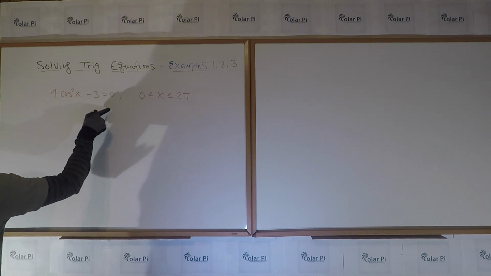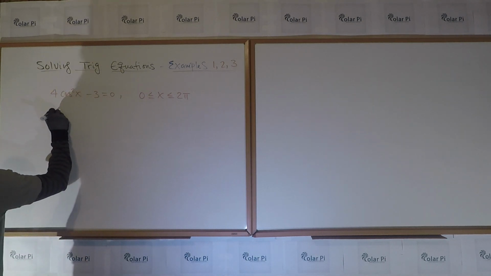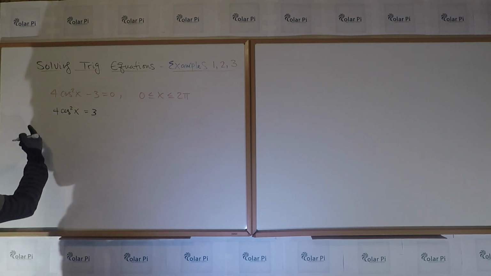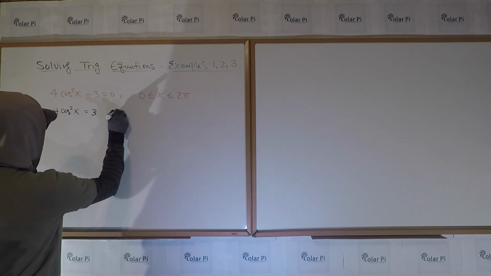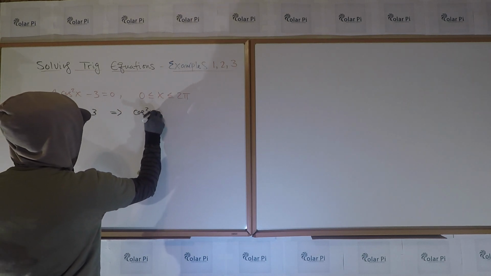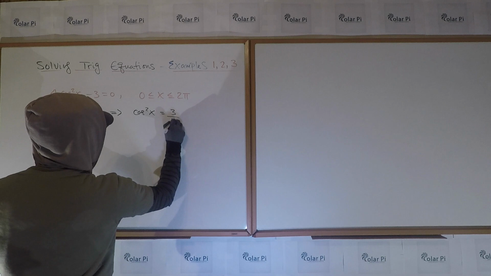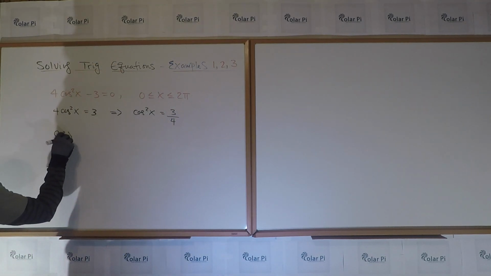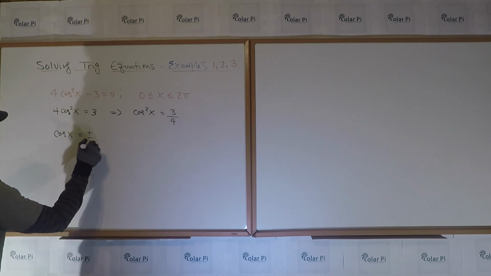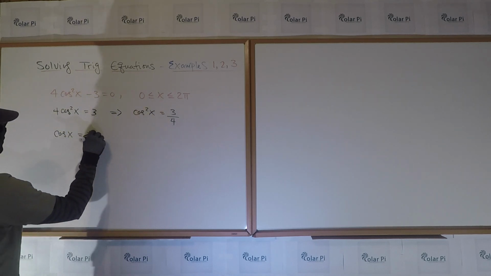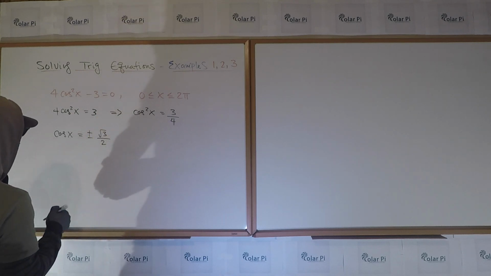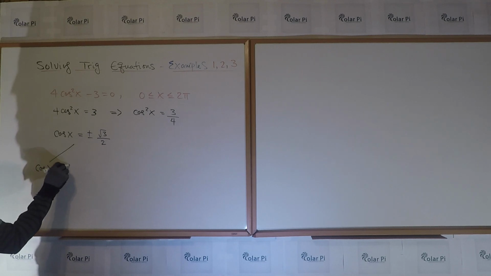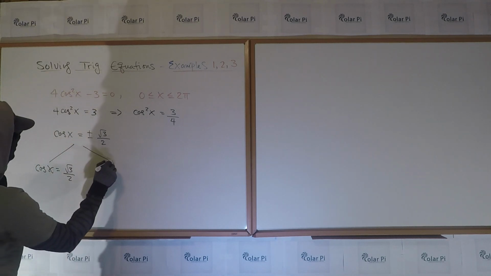It's clear that we should first add 3 to both sides of this equation, and we get 4 cosine squared x equals 3, right? And then next we should divide both sides by 4, and that gives us cosine squared x equals 3 over 4. After this, we should take the square root of both sides of this equation. And when we do, we get cosine x equals plus or minus the square root of 3 over 4. Square root of 3 over 4 is square root of 3 over square root of 4, which is 2. This here is 2 equations. One is cosine x equals root 3 over 2, and the other is cosine x equals negative root 3 over 2.